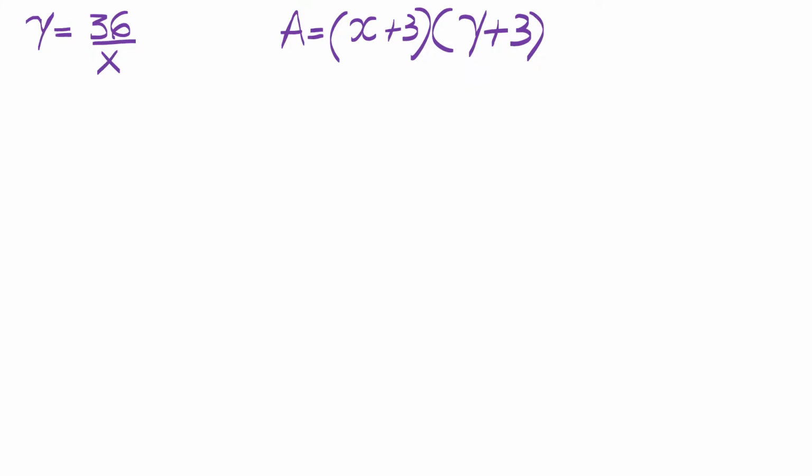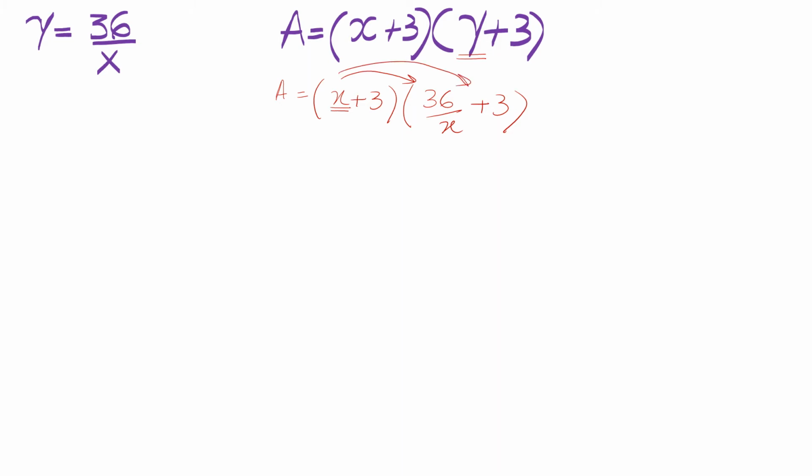Let's see clearly. So y equals 36 over x and A equals x plus 3 times y plus 3. So the first thing is to replace y by 36 over x. So you will have A equals x plus 3 times, in place of y you just write 36 over x, plus 3. Now open it by the distributive property.